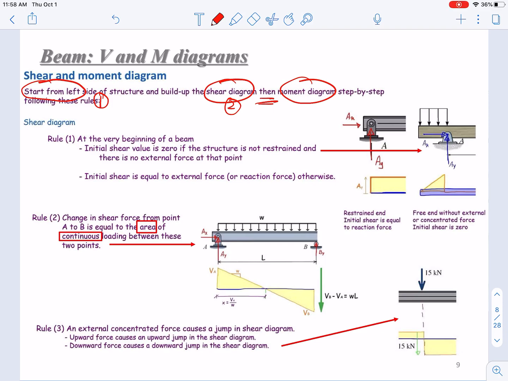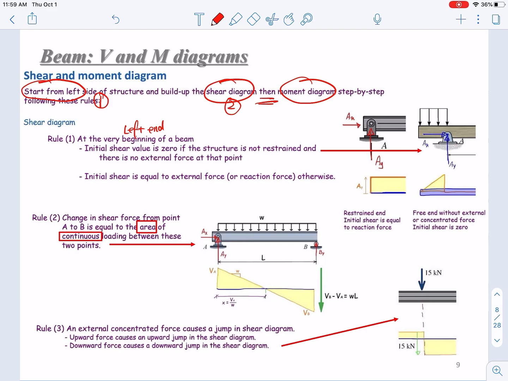Then let's see how to draw the shear diagram. Rule number one: at the very beginning of the beam, the left end, the initial shear value is 0 if the structure is not restrained and there is no external force at this point. Otherwise, the shear is equal to the external force or reaction force. After the analysis, you will definitely know what is happening at the left end. If there is nothing, it's 0. If there is something, just equal that value.